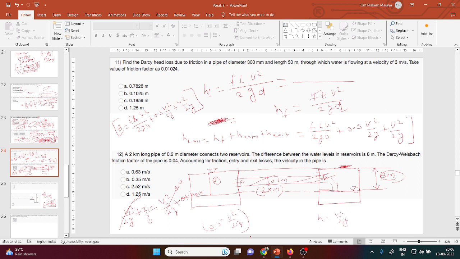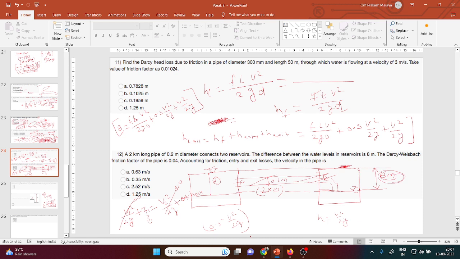Okay, no problem. We have only two reservoirs given here, and at a particular time I observed that in the first reservoir the water was full, and the second reservoir was empty. But after some time, when the water is flowing through this pipe, the level in the second reservoir rises to that much, and for that particular time the difference between the water level in reservoir 1 and reservoir 2 is 8.